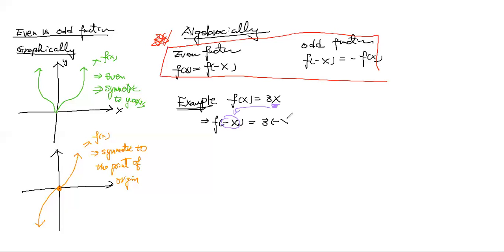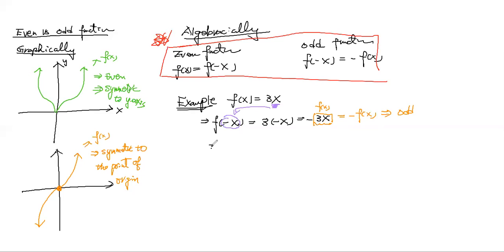So this one gives you 3 times negative x. You can see this is negative 3x, which is the negative of 3x. Kind of like magic, right? So this one is negative f of x. I proved that f of negative x equals negative f of x. So what type of function do I have? I have odd.